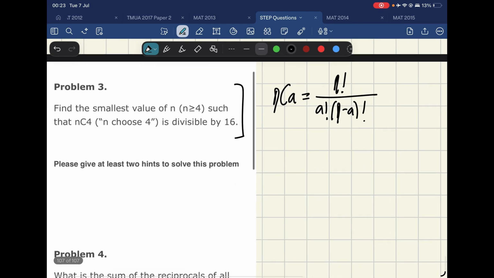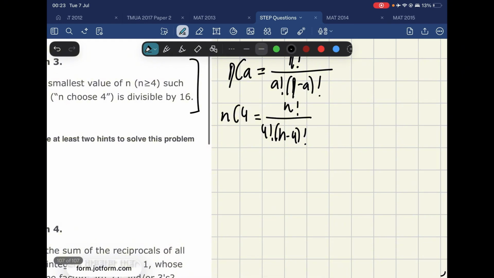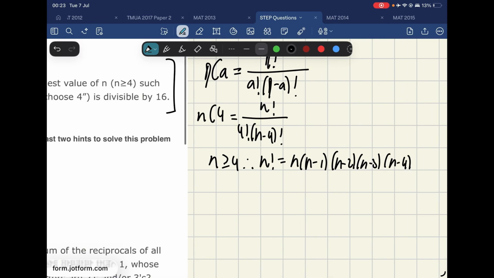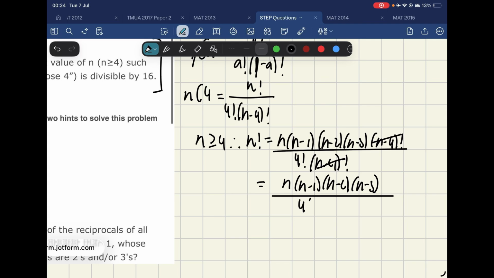So we see that n choose 4 is n factorial over 4 factorial times n minus 4 factorial. And if we recall that n is bigger than 4, therefore we can write n factorial as n times n minus 1, n minus 2, n minus 3, times n minus 4 factorial. So we can cancel this down. Boom, boom. So now we have n times n minus 1, n minus 2, n minus 3, all over 4 factorial.